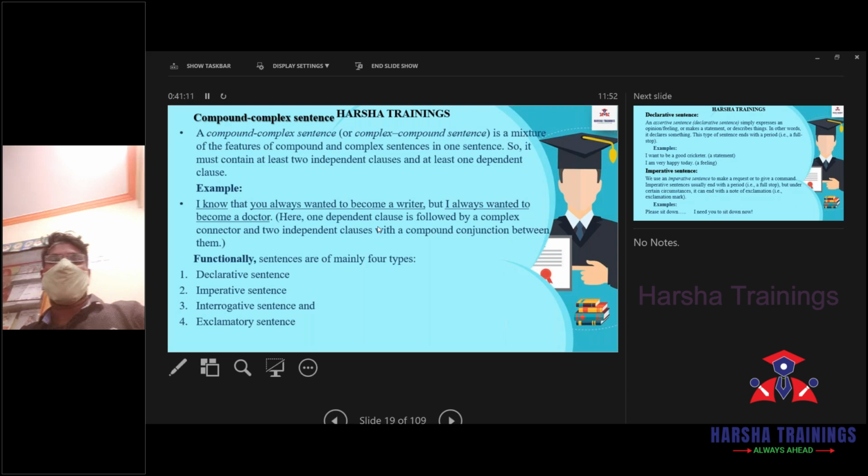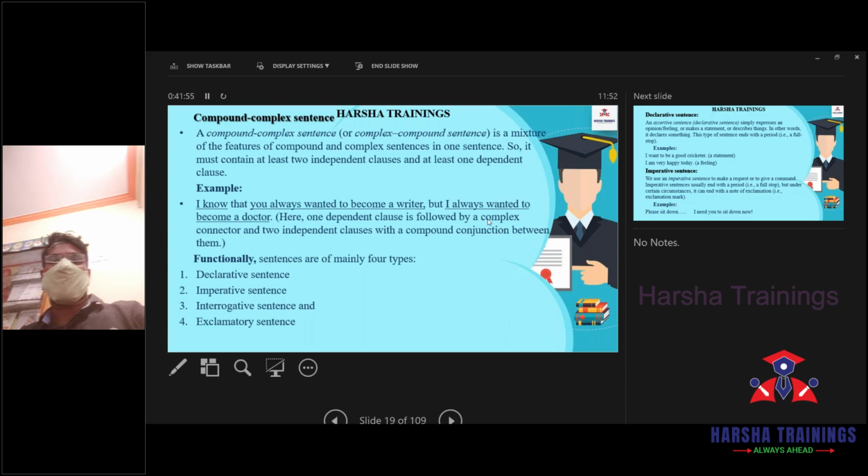So it must contain at least two independent clauses and one dependent clause. See the example here. I know that you always wanted to become a writer, but I always wanted to become a doctor. It's one complete sentence. There are two independent clauses here and one dependent clause. We have combined two different sentences using connectors and "but," no punctuation marks like comma.